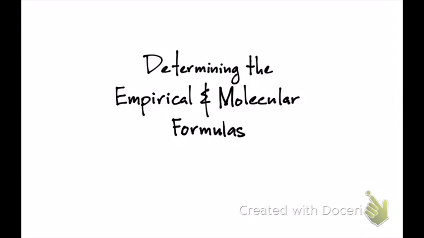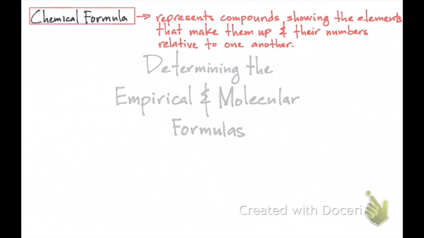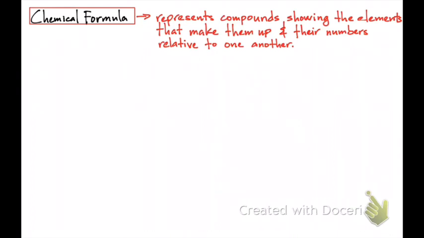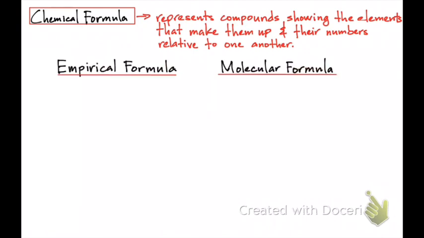As I mentioned earlier, we're going to cover structural formula in a lot greater detail later on in this semester in chapters 9 and 10. So in today's lecture, we're going to focus on the first two, which are empirical and molecular formulas. Just a quick recap on definitions here. A chemical formula basically represents compounds, showing the elements that make them up and their numbers relative to one another. There are three different types, but again, our focus here will be on empirical and molecular formula.